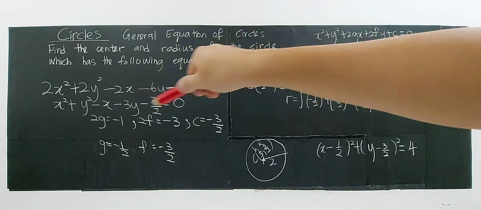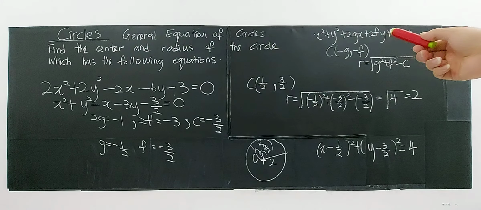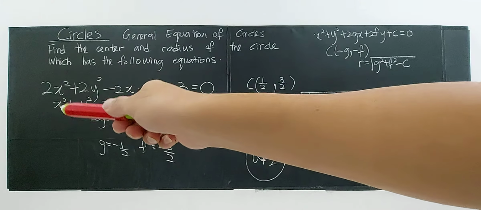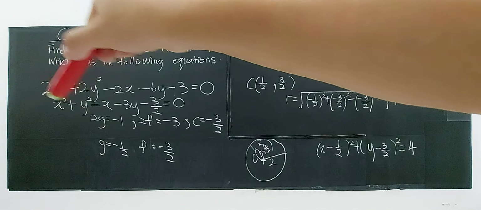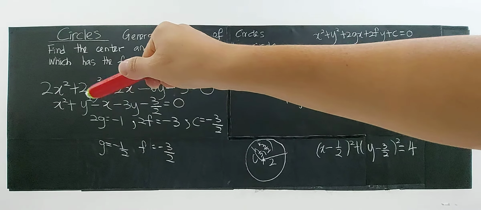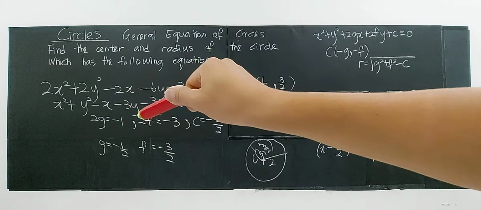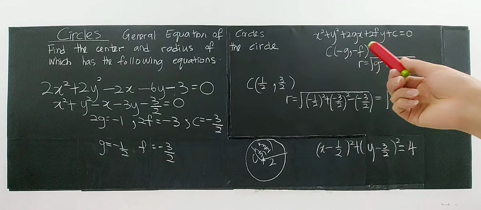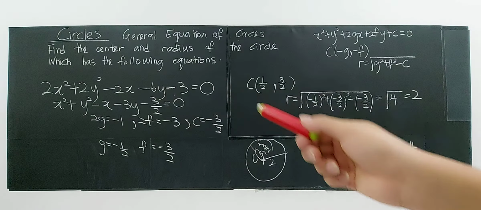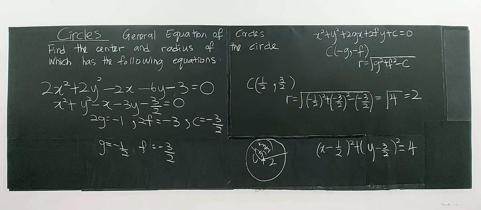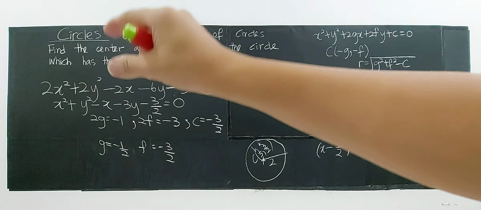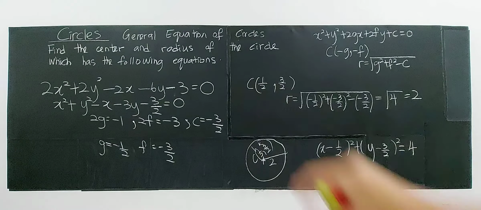But with the general equation, before you find the center and the radius, you must make sure the coefficients of x squared and y squared are 1. So I divided by 2 in this case. I get the values of 2g and 2f, then I find g and f. With the formula negative g, negative f, I can get the center, and with this formula, I can get the radius. I hope you can understand. In this video, I just wanted to teach you how to get the center and radius from a general equation.